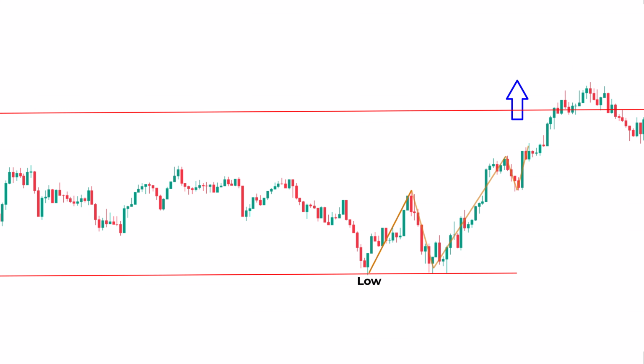Now, if we mark the internal structure, you can see price making higher highs and higher lows, which means internally the market started reversing towards the bullish side. And then, finally, internal structure is converted to external structure.